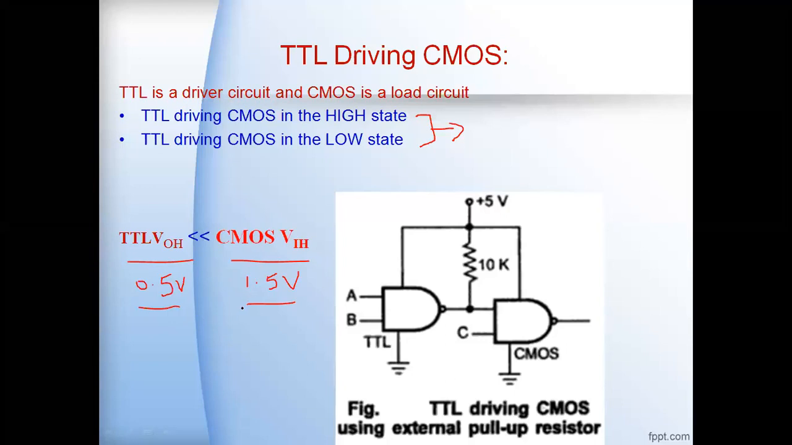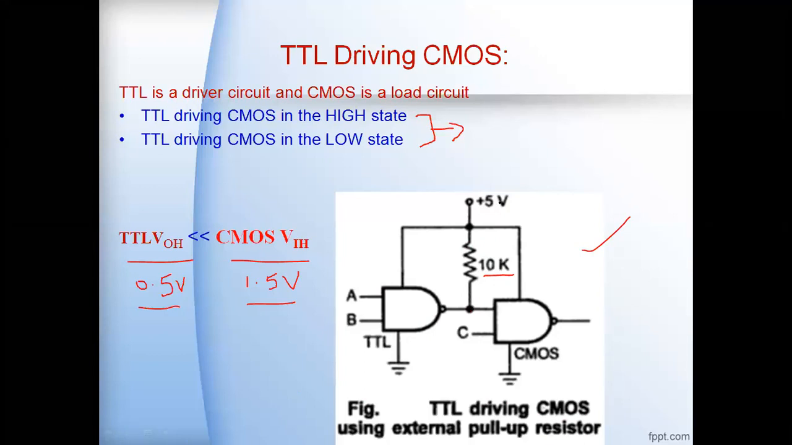So what do we have to do here? For that, we use a pull-up resistor at the TTL output. Look at the diagram here: the TTL driving CMOS using an external pull-up resistor. Why are we using this external pull-up? Because the TTL output during the low state is not sufficient to drive the CMOS input at 1.5 volts. So here we will use a pull-up network with a resistor, and in this case it has taken 10 kilo ohm.